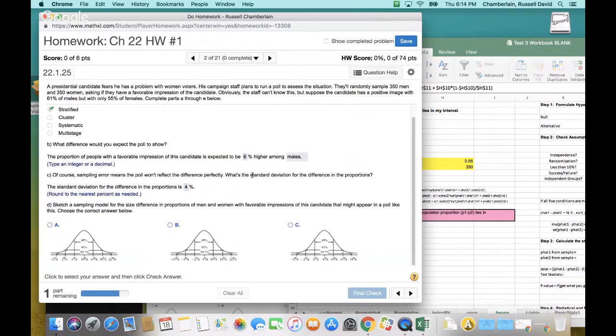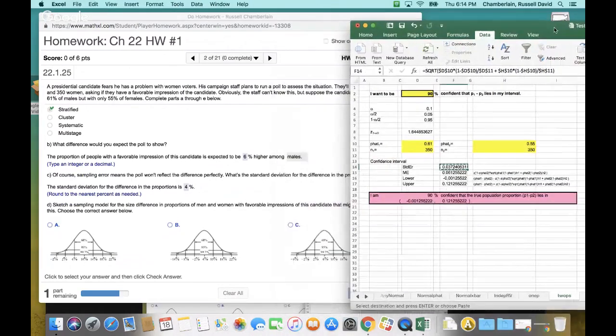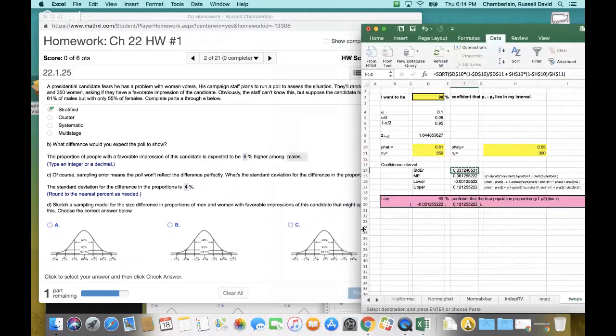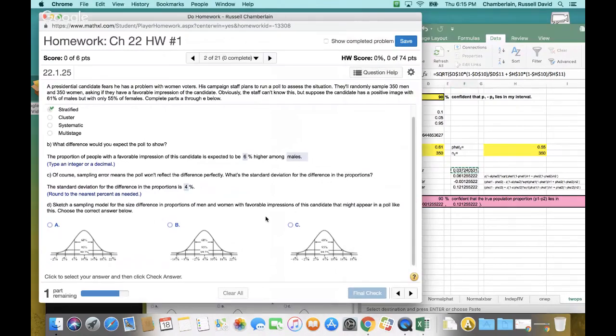Okay, sketch a sampling model for the size difference in proportions. So the trick here is to focus in on the empirical rule. The mean will be 6%, because we found it to be up here. There's only one of these that has a center of 6%, so we're done.